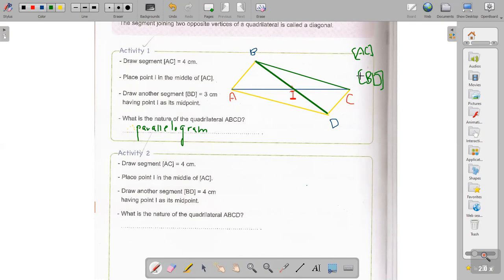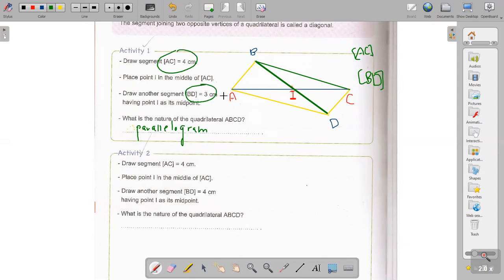Okay. Give me properties about these diagonals. AC and BD are what? They intersect at the same point I. So the first property, they intersect at a point I. Second one, do they have the same length? No. AC measures 4, BD measures 3. So not of the same length.